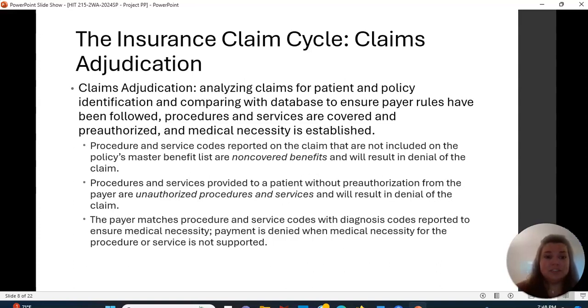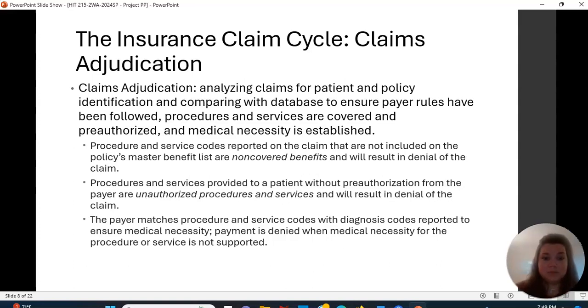So like I said, procedures and service codes reported on a claim that are not included on the policy's master benefit list are considered non-covered benefits and will result in denial of the claim. Procedures and services provided to a patient without pre-authorization from the payer are unauthorized procedures and services and will also result in the denial of the claim.